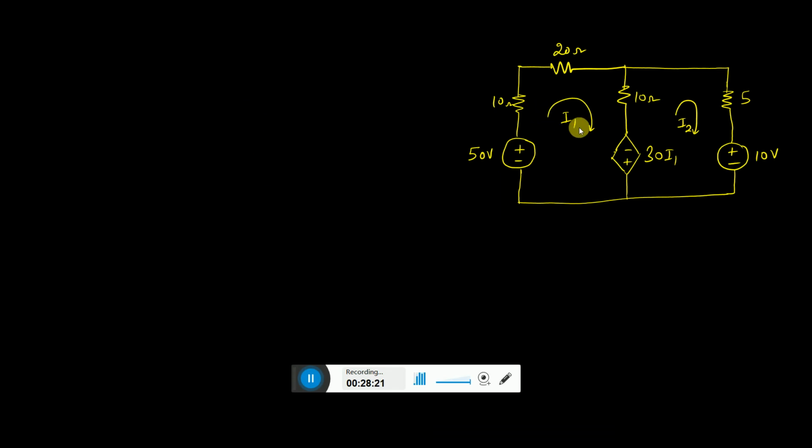We have the same problem over here, but this time, though it has been asked to solve using mesh analysis, we try to solve the same problem using node analysis.